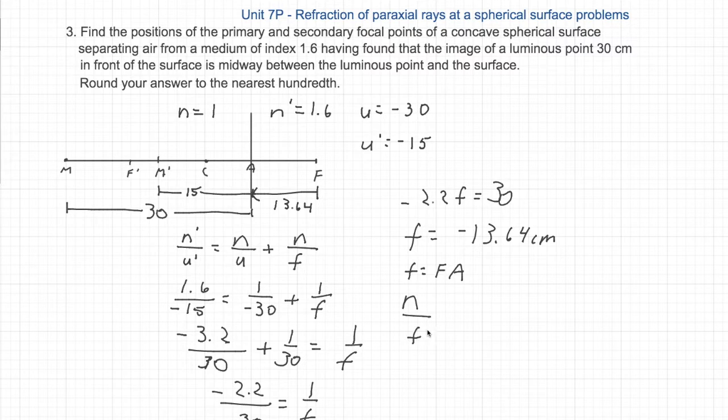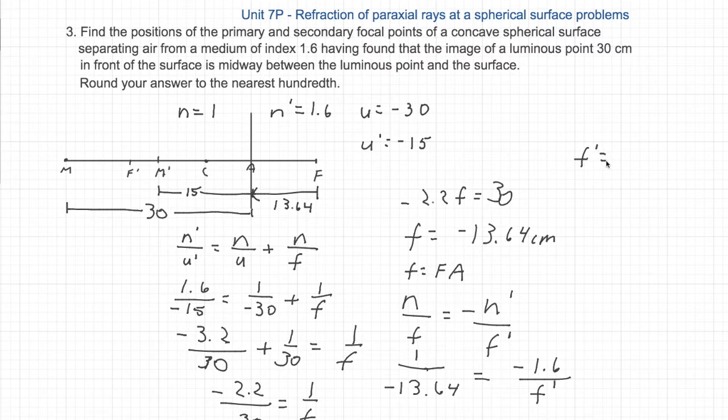So that makes sense. And n over F is equal to negative n prime over F prime, F prime being the secondary focal point. So again, we just plug in and we solve for F prime. And we find that F prime equals 21.82 centimeters, and that's the distance from F prime to A.